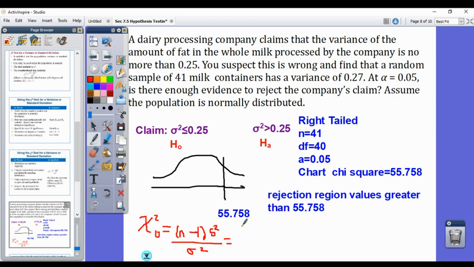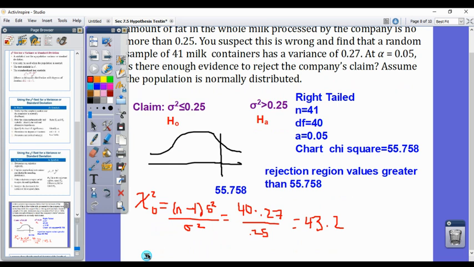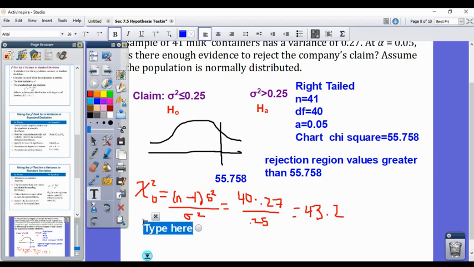All right, so degrees of freedom is 40. I'm going to multiply that by the 0.27 divided by 0.25. Okay, so if I do that, I'm going to get 43.2. Okay, so is 43.2 greater than 55.758? And the answer is no. So that means we're going to fail to reject.